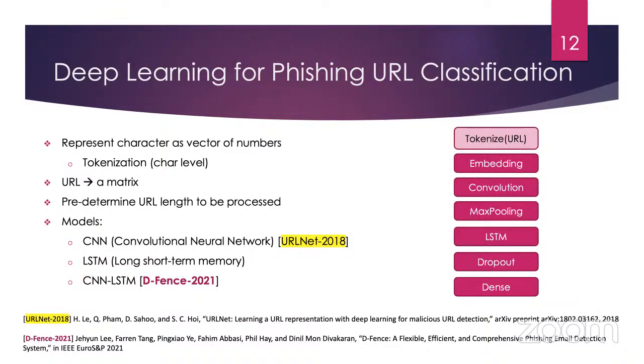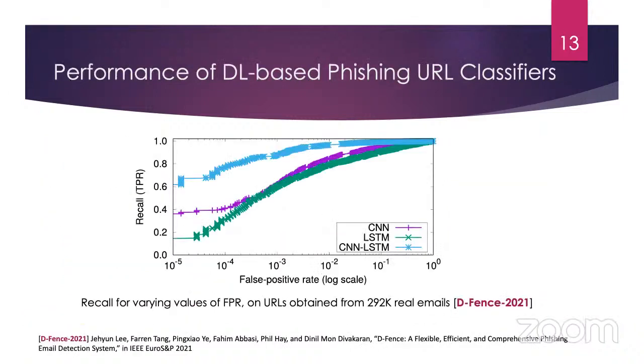Once you tokenize, you do the embedding to have a dense representation of the URLs. You do your convolution, max pooling, followed by LSTM and a regularization layer, and then a dense layer followed by softmax for the classification. So this is the performance of these three models that we obtained by training and testing on less than 300K emails.